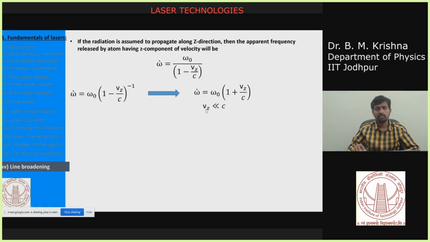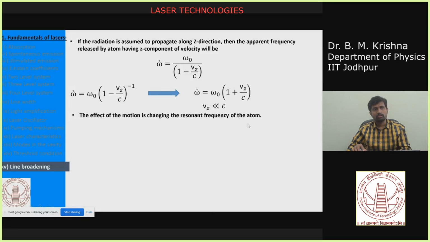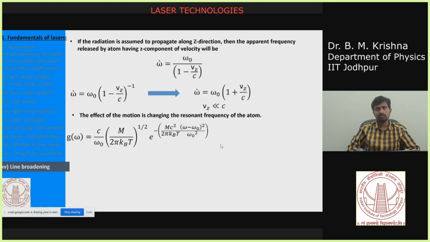Okay, so now your Vz is not comparable to the light velocity. If it were comparable to the light velocity, you would have to apply Einstein's relativistic dynamics. So in principle, Vz is much less than the light velocity. This effect of the motion is changing the resonant frequency of the atom, because of the velocity component in the denominator. Now you solve the equations, and you will get the distribution function like this.